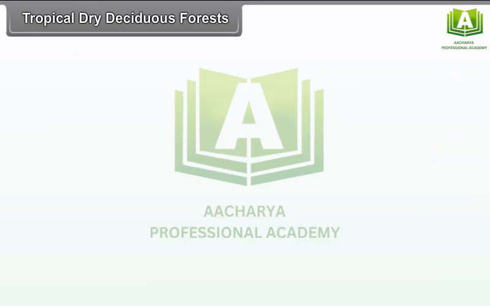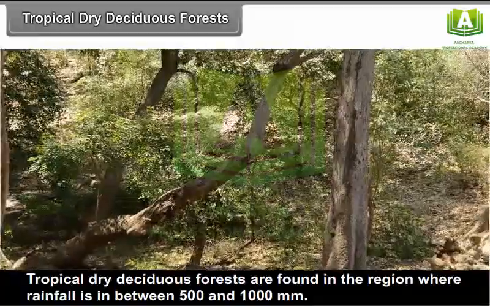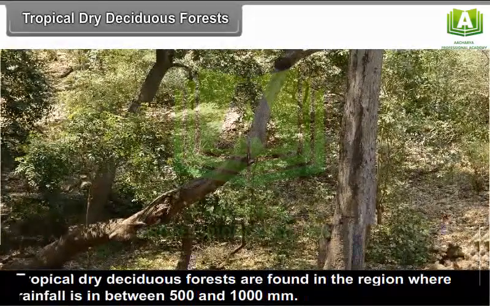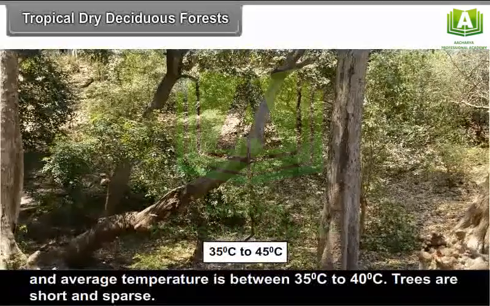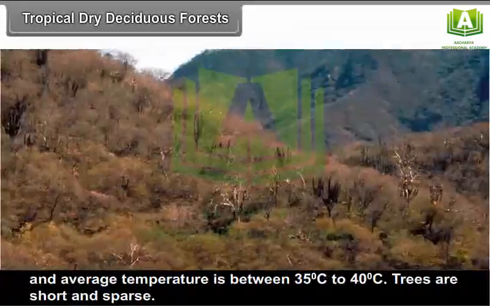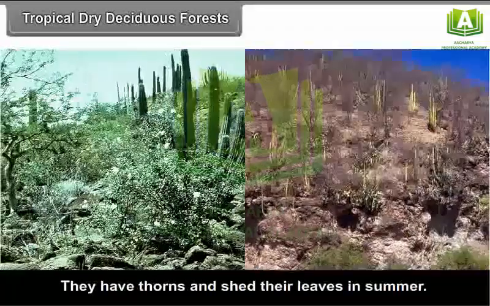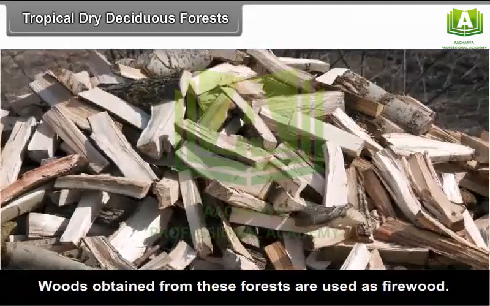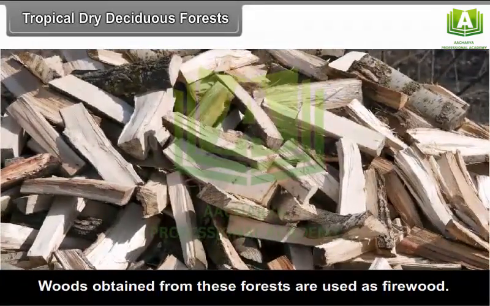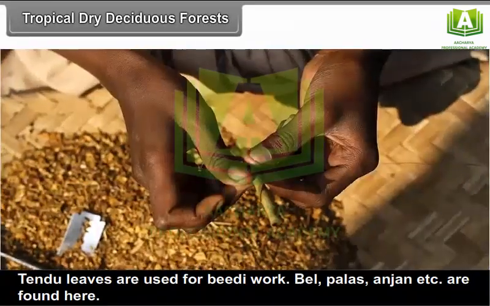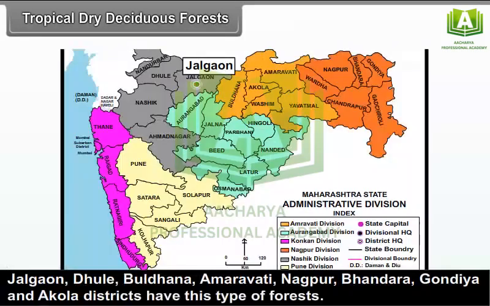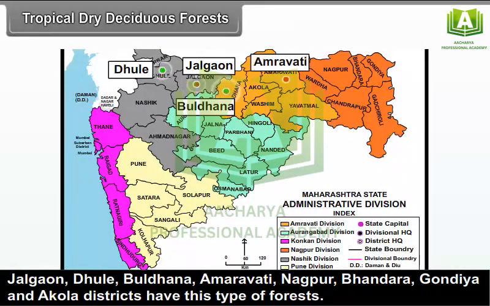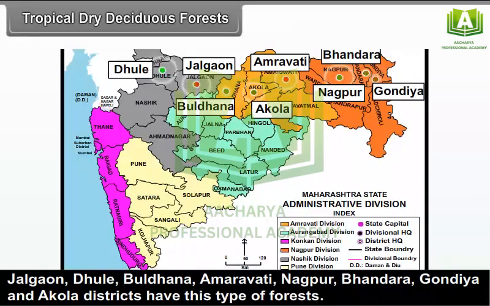Tropical dry deciduous forests. Tropical dry deciduous forests are found in regions where the rainfall is between 500 and 1000 mm and the average temperature is between 35 and 40 degrees Celsius. Trees are short and sparse. They have thorns and shed their leaves in summer. Woods obtained from these forests are used as firewood. Tendu leaves are used for beadwork. Bel, palas, anjan, etc. are found here. Jalgaon, Dhule, Buldhana, Amravati, Nagpur, Bhandara, Gondia and Akola districts have this type of forest.